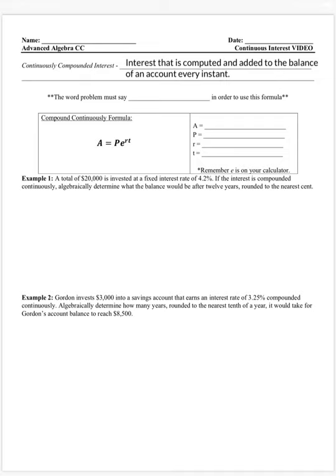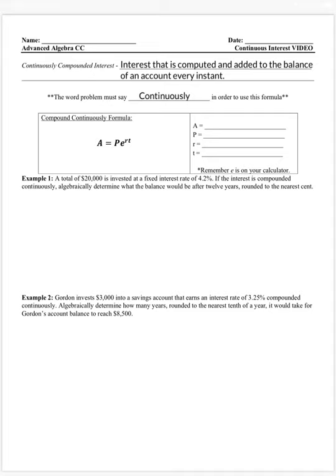So because of how often it's gaining interest, you're typically not going to see this in a bank, okay? So in order for you to use this formula that I'm going to tell you in a second, the word problem absolutely must say the word continuously in here. That's going to be your number one thing, to look for this word in order to use this formula. If you do not see the word continuously, you are not using this formula. You're going to use one of the other ones that we had done earlier in this distance learning process. Okay, so if it says continuously, use this formula.